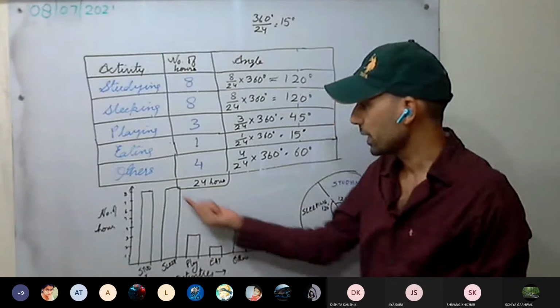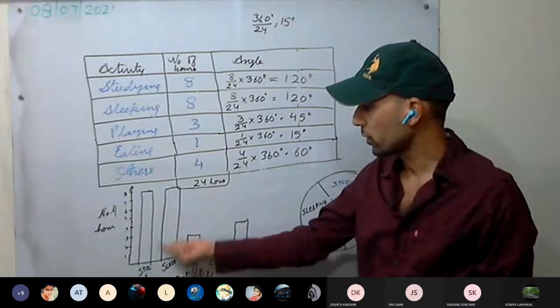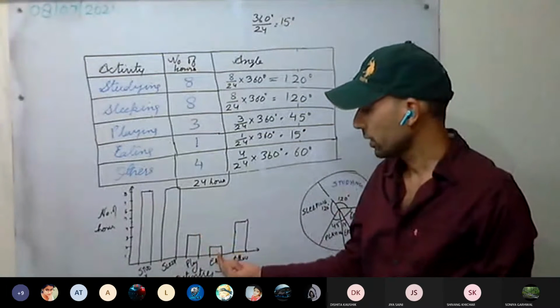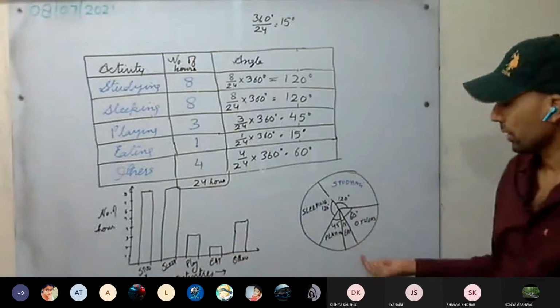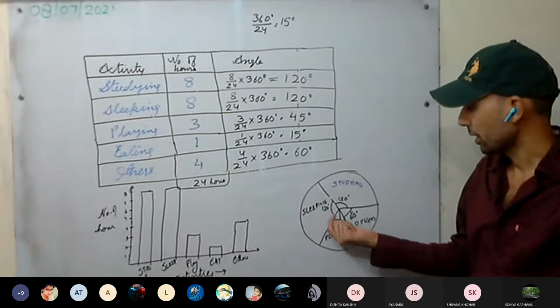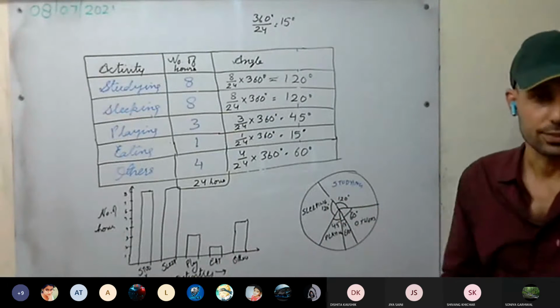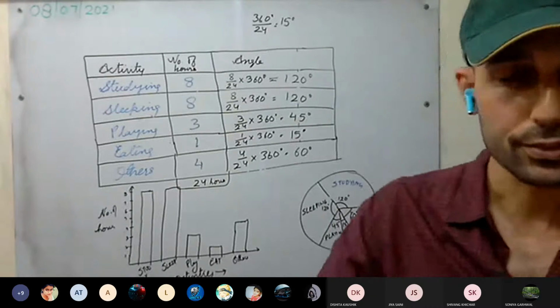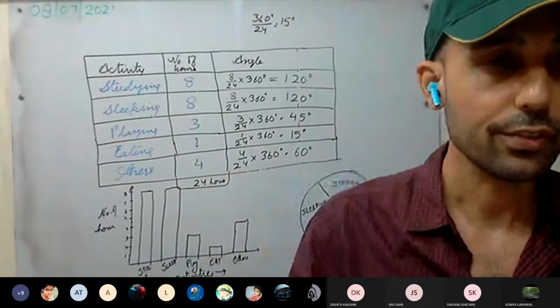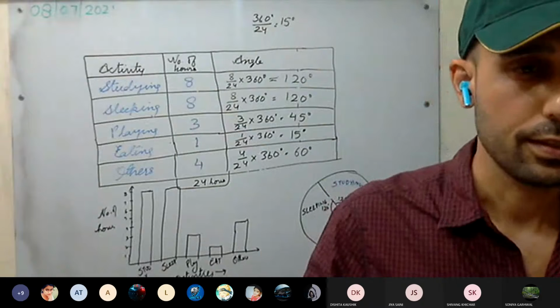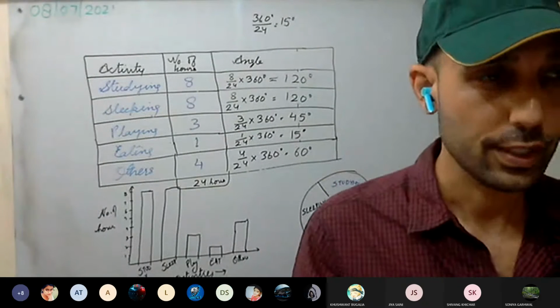From the bar graph as well, you can see most of the hours he spent on studying and sleeping, and least on eating. Studying, sleeping, playing, eating, and others. Have you understood it? So draw it, everyone. Draw it in your notebook, okay?